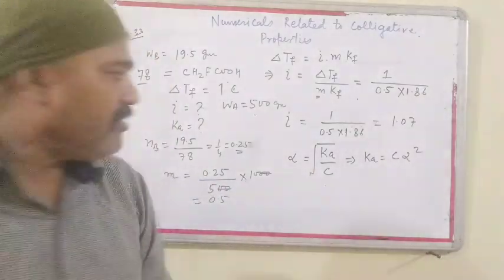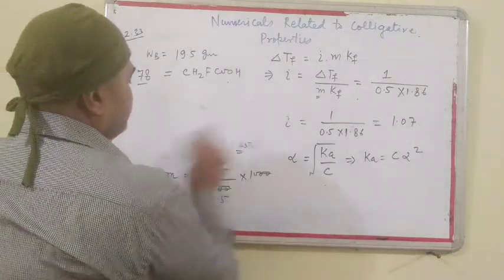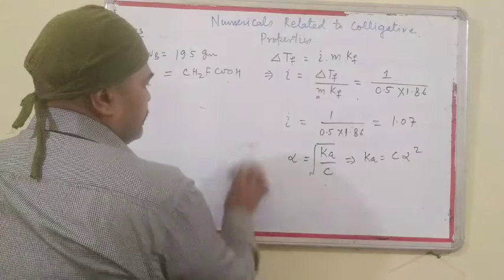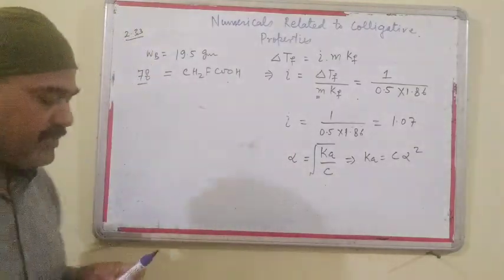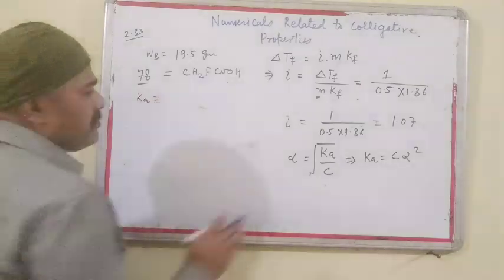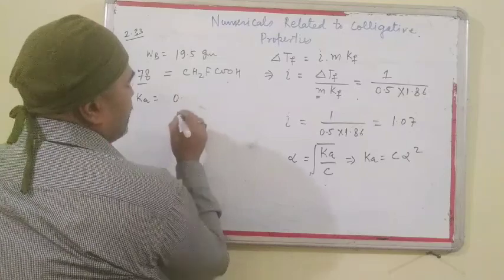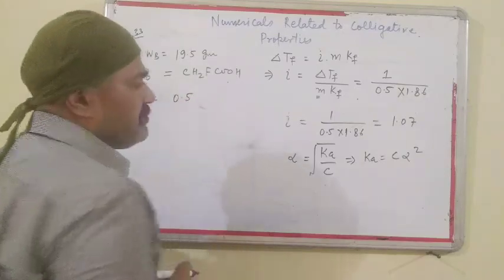Now the value of Ka equal to C, in place of C I write 0.5.